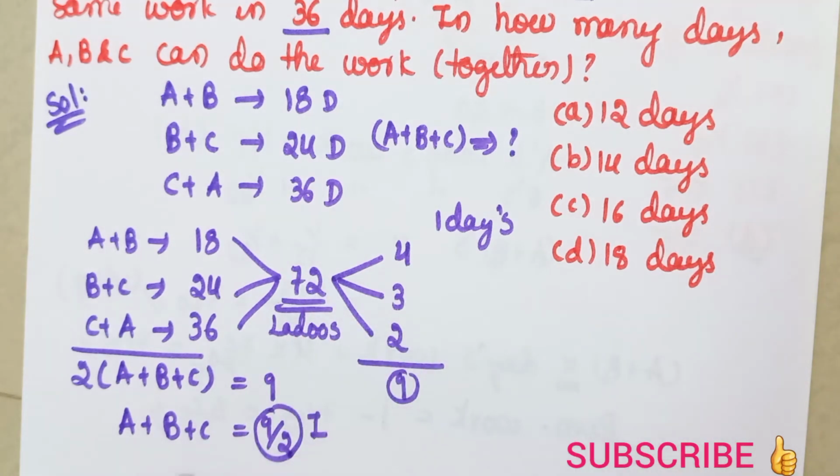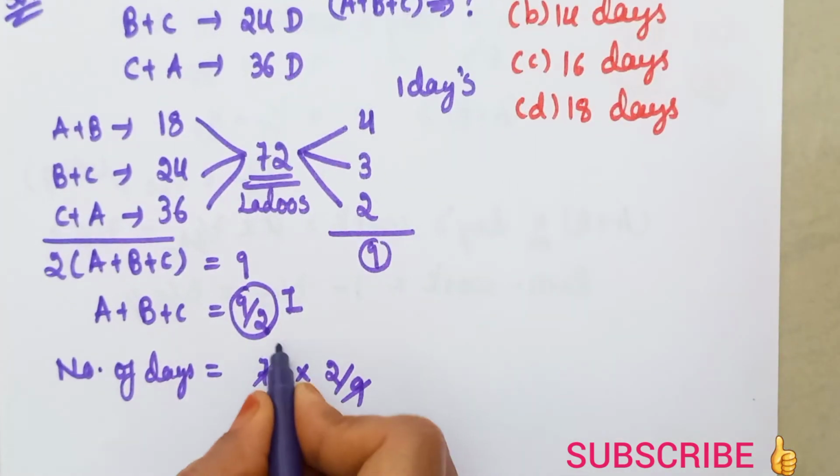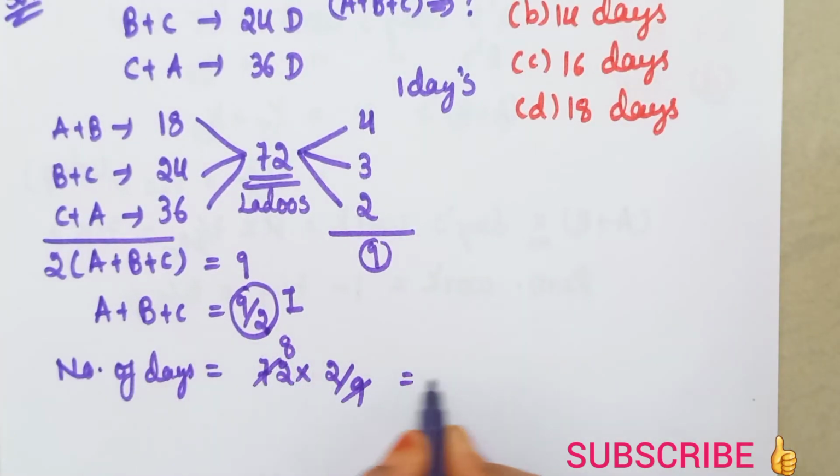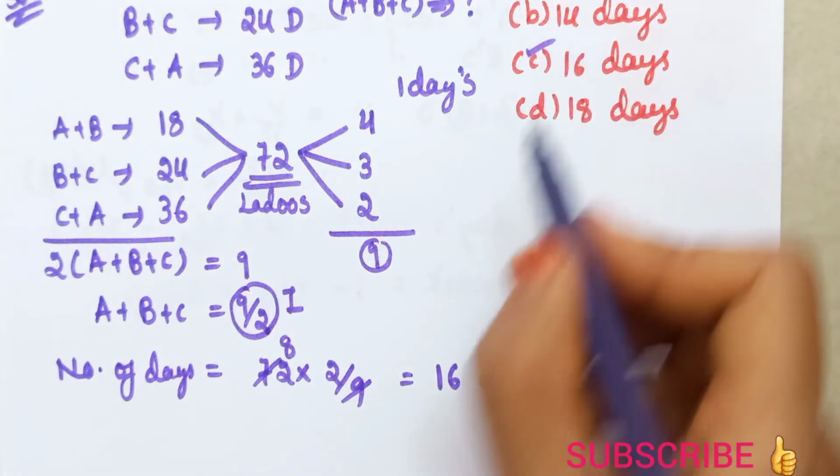So the number of days taken by A, B and C is equal to 72 into 2 by 9. Because we are inverting this, we are getting it as 2 by 9. So cancel this, we will get 9 8s are 72. So 8 2s are 16. In 16 days A, B and C together will do the work. So option number C is the correct one.